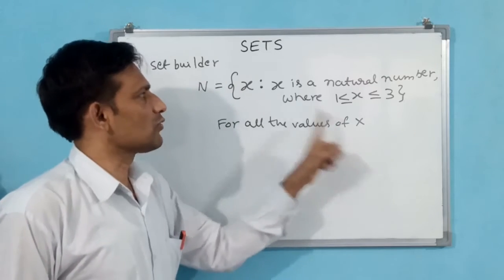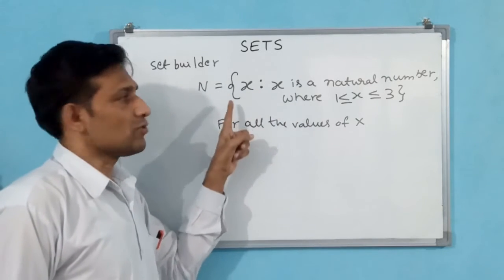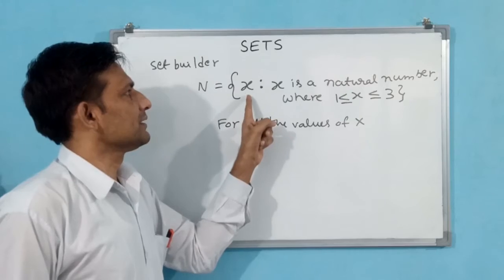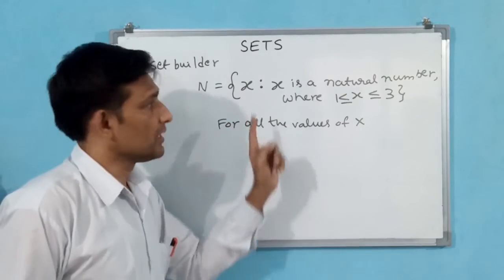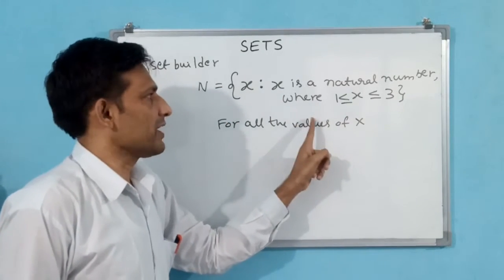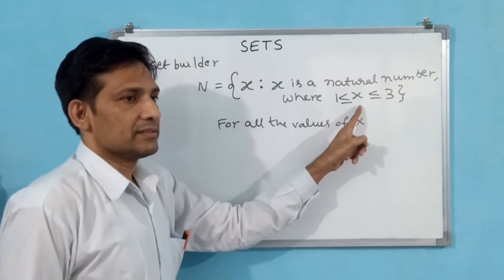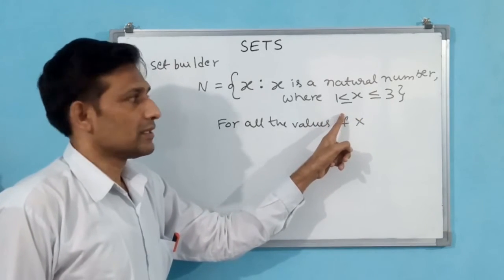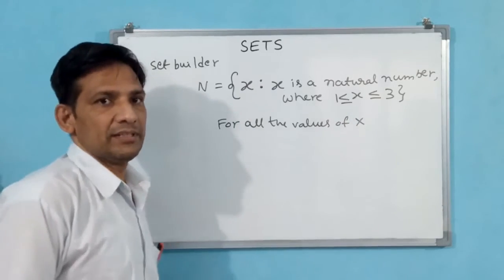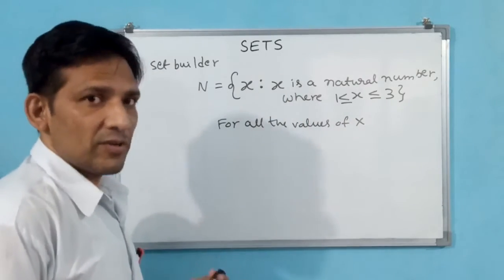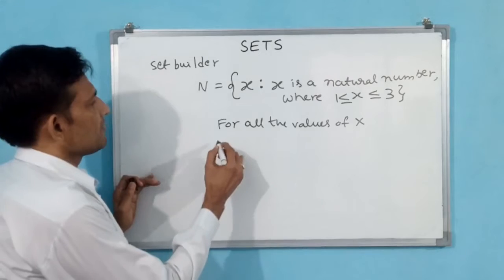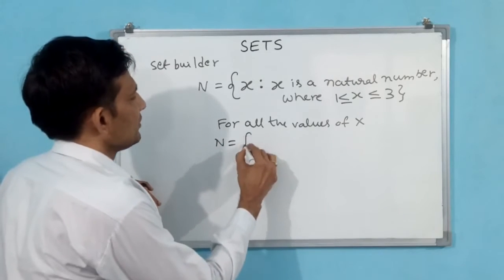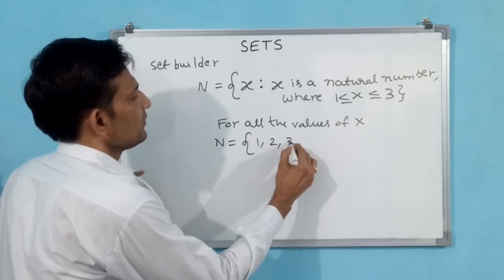For all the values of x. N is equal to, for all the values of x, such that x is a natural number where x is greater than or equal to 1 and less than or equal to 3. What is the equivalent of this set in roster form? Roster form is like this: N is equal to {1, 2, 3}.